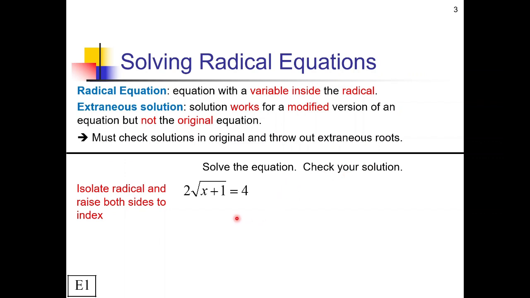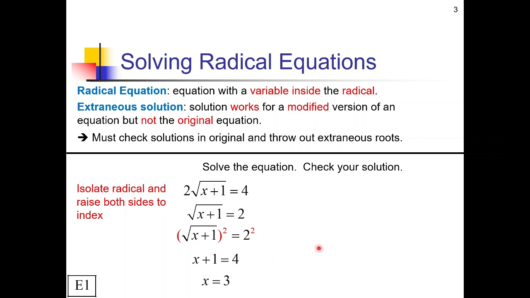All right, so to isolate the radical here, we have to first divide by this 2. So we have square root of x plus 1 equals 2. And then the index on this thing is 2 because it's the second root. We don't write the 2 up there. So we have to square both sides to undo the square root. That leaves us with just x plus 1 on the left side and 4 on the right side. And then to actually solve for x, pretty straightforward, just subtract the 1. So we have x equals 3.